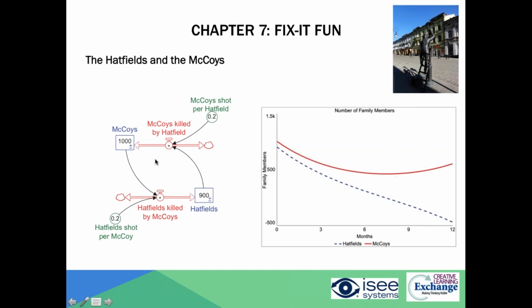You cannot have just the flows of being killed. So we have McCoys that are being killed and Hatfields being killed, and somehow we now have a negative number of Hatfields and McCoys that have gone back up again. And you can see these are biflows. So structurally, that makes it possible for this to happen.